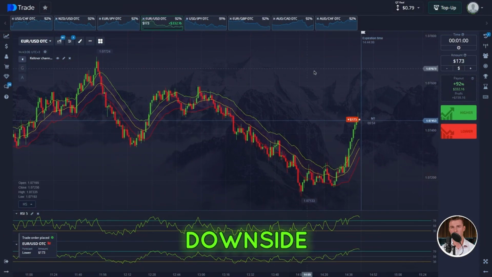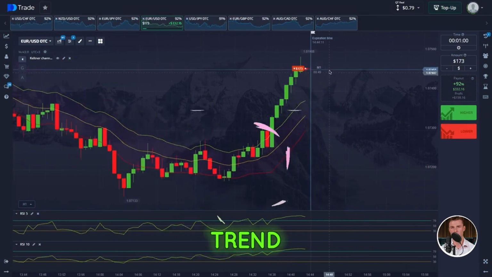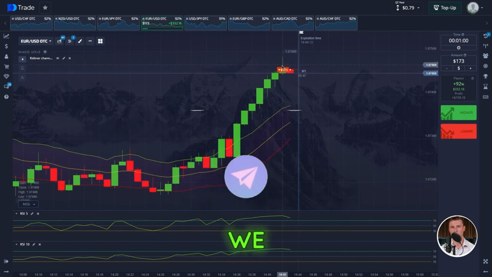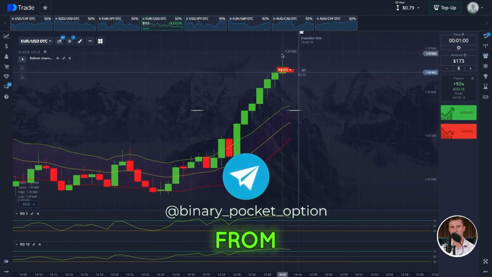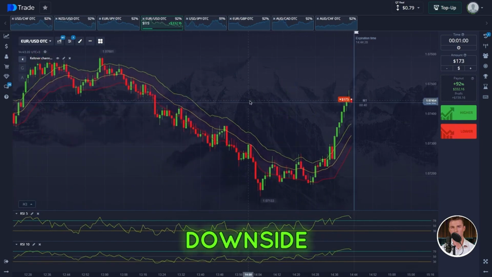Let's try to open a downside deal here. There was already a pretty strong upward trend here on the penultimate candle. We have a very long shadow from above, yes. And therefore, I concluded that it is better to open a downside deal here.